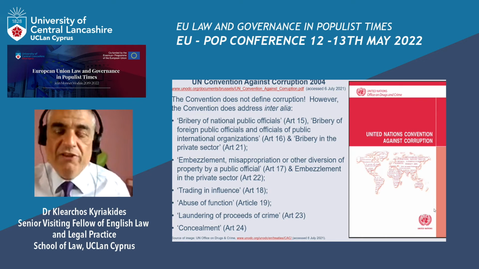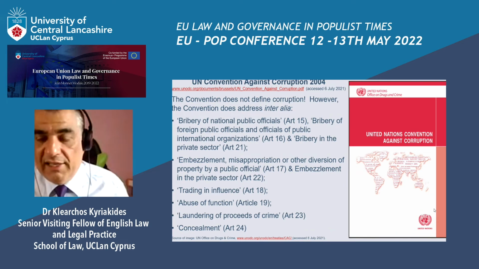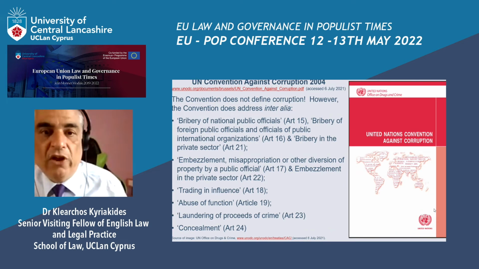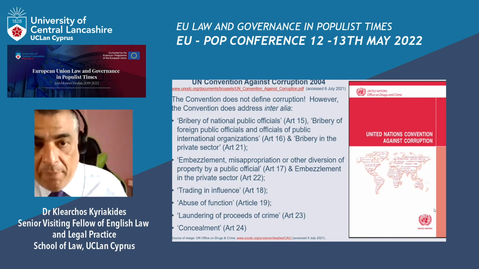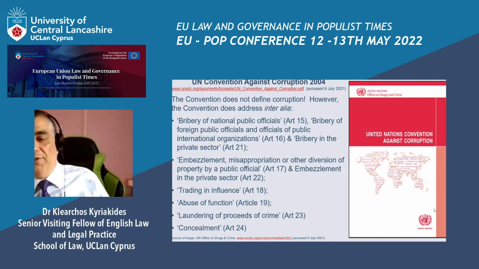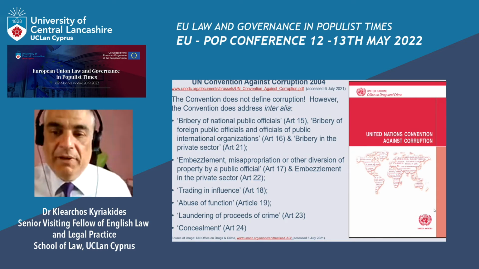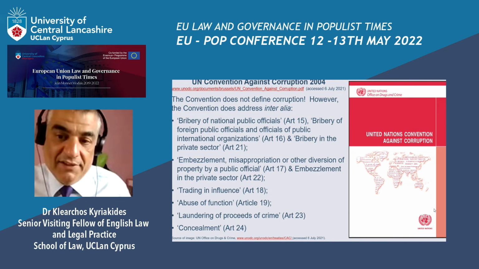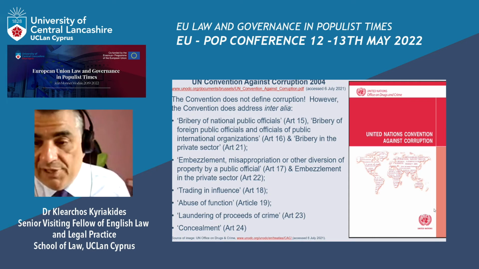However, various forms of behaviour are expressly addressed by the convention. So let me just give you some examples. The most obvious example is bribery in the public sector and in the private sector. So the UN Convention Against Corruption may not define corruption, but it acknowledges the existence or potential existence of corruption in both the public and the private sector through the granting or receipt of bribes, hence the emphasis it gives to bribery.